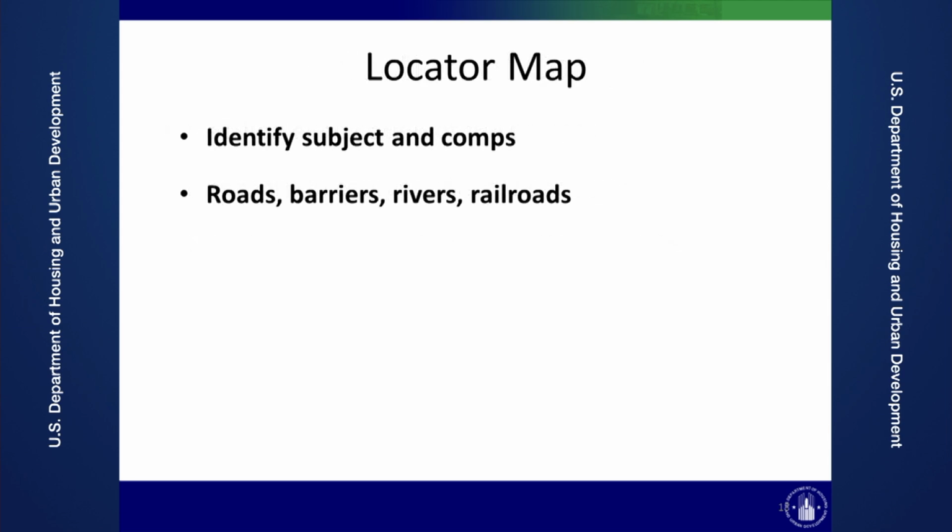A little further on down on substantive review is the locator map for the subject and the comparables. This is a fairly standard requirement. It's fairly understandable, but we want to make sure that it identifies the subject, all the comps, and also roads, barriers, rivers, railroads, everything else that's on a standard map, so that you can get a visual of the location of that property versus the comparables, and also that property versus other barriers or other entities in the neighborhood.